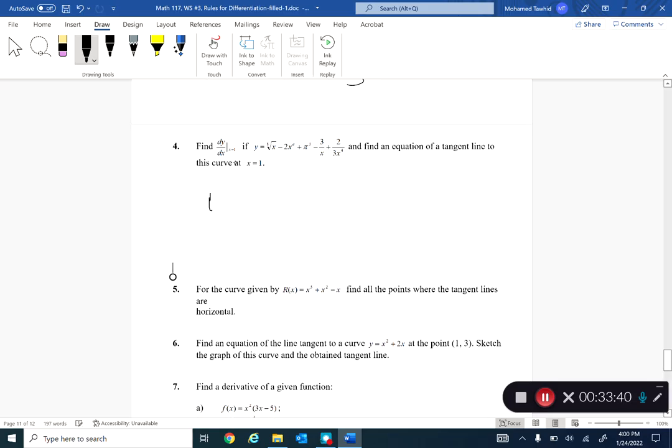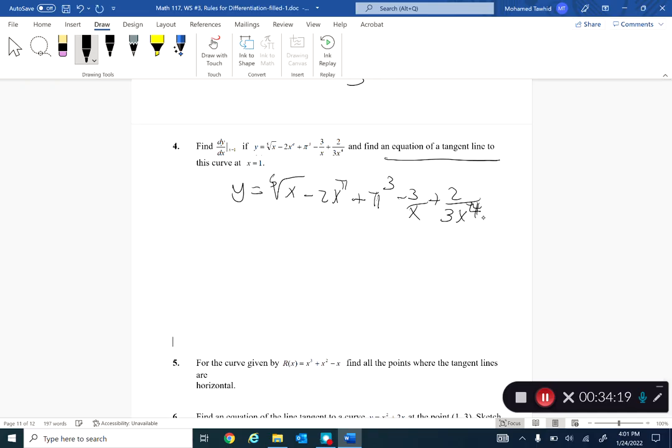Find, if y, the equation of the tangent line. So they give you y, right? Here is y given. Let me write y here. So y equals the fifth root of x, minus 2x to the power of e, plus pi cubed, minus 3 over x, plus 2 over 3x to the power 4. Now that is given. I need to simplify this.